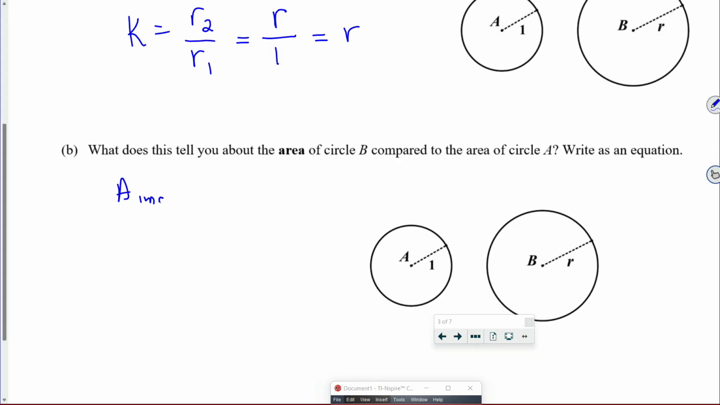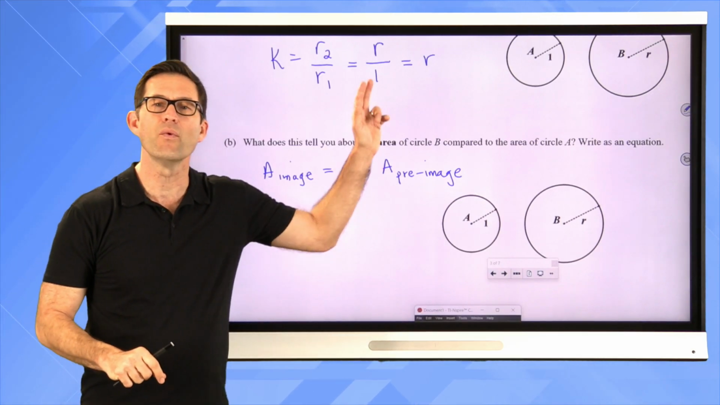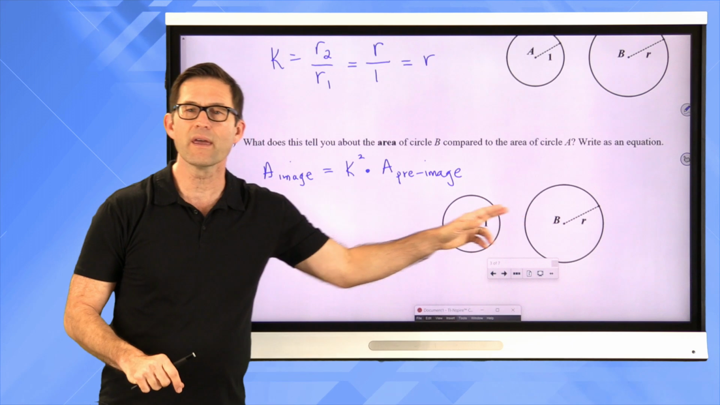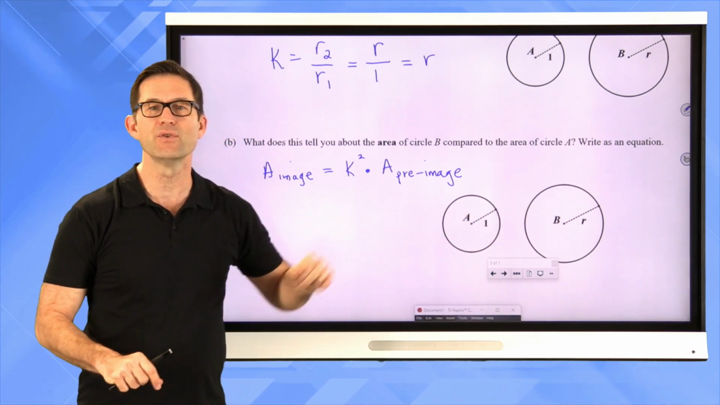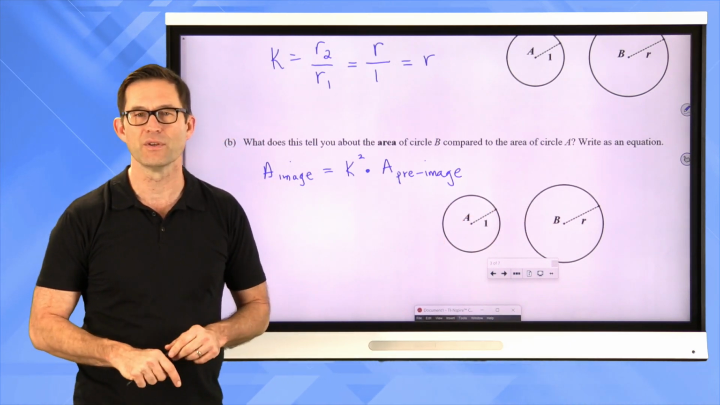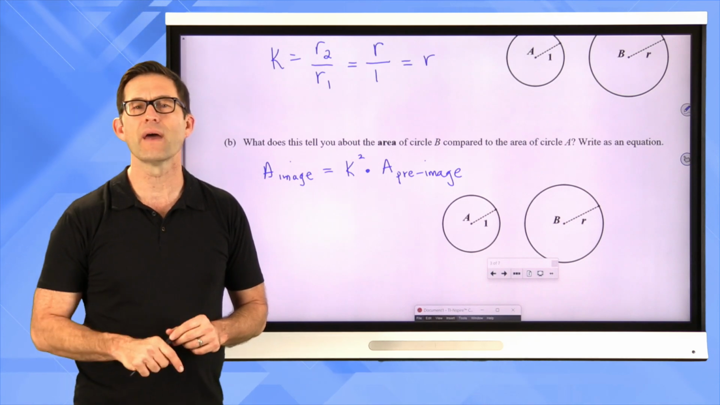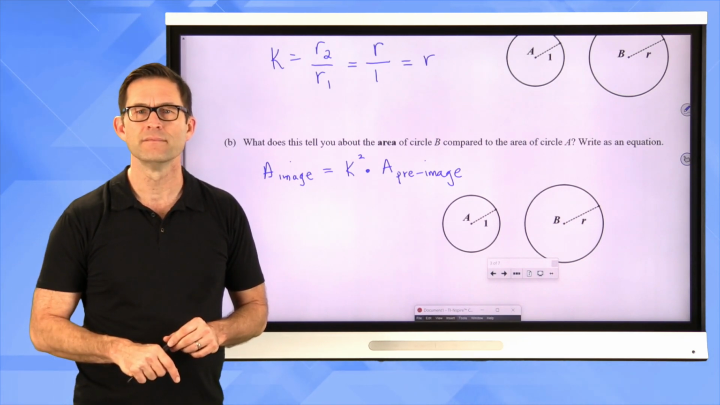Right, we learned that the area of the image was always going to be k squared times the area of the pre-image. All right, so given that you know this and you know this, what can you say about the areas of these two circles? How will they relate to each other? Pause the video now and see if you can write something down.